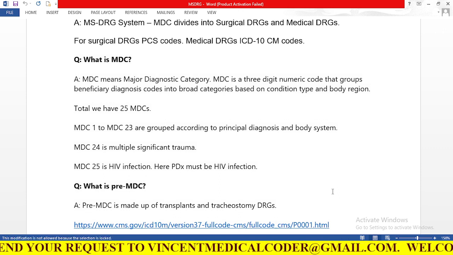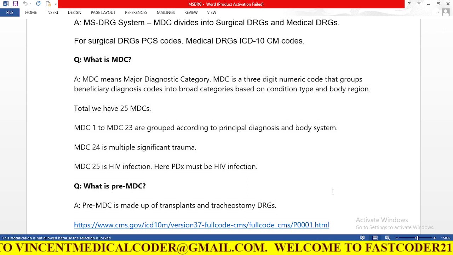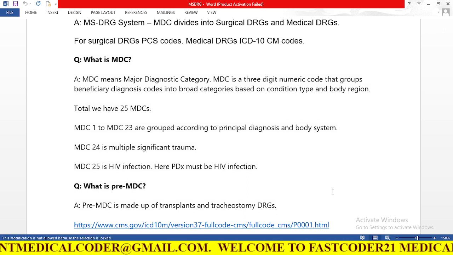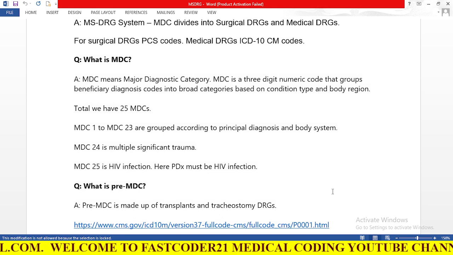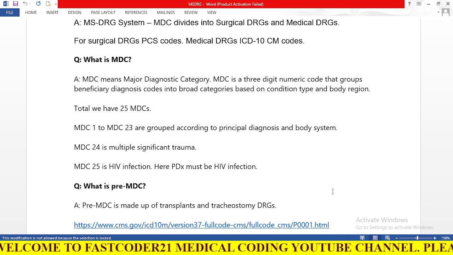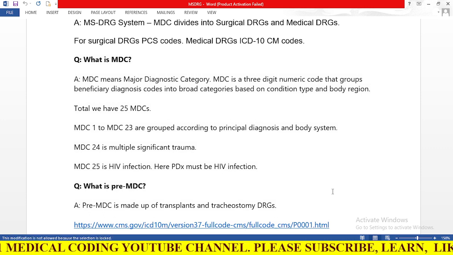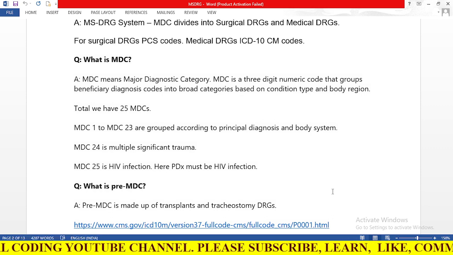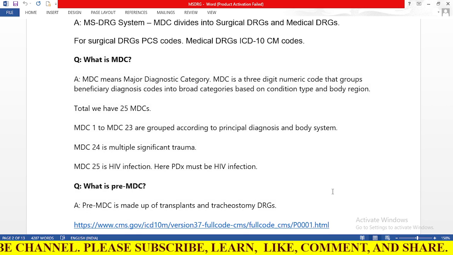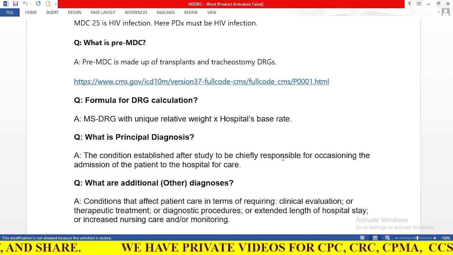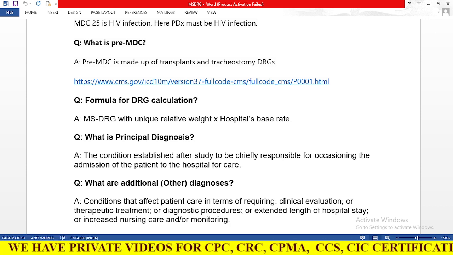Then we have MDC 25, which is HIV infections. In order to code MDC 25, the HIV infection must be a principal diagnosis, or any type of HIV related condition, or a secondary diagnosis of an HIV infection. And also we have two MDCs, MDC 0 and MDC 26, which are primarily related to specific surgical procedures. Next, what are pre-MDCs? Pre-MDCs are made up of transplant and tracheostomy DRGs.